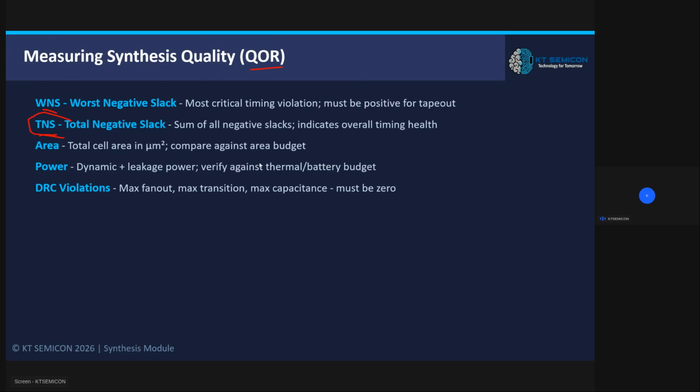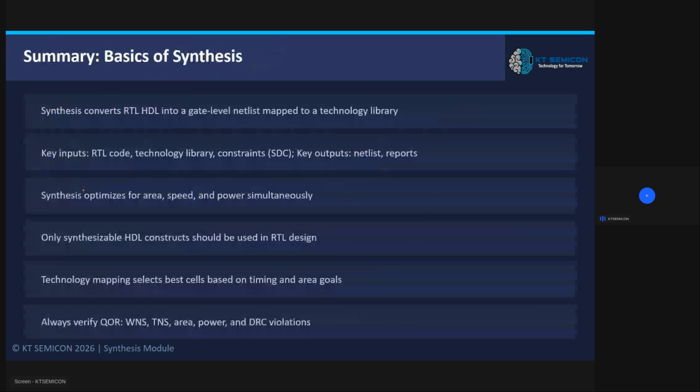And total negative slack means the sum of all negative slacks. In worst negative slack we get one negative slack result, right? By combining all the slacks we get one slack called total negative slack. And area issues and power issues. So in the quality of results we can get all these things.